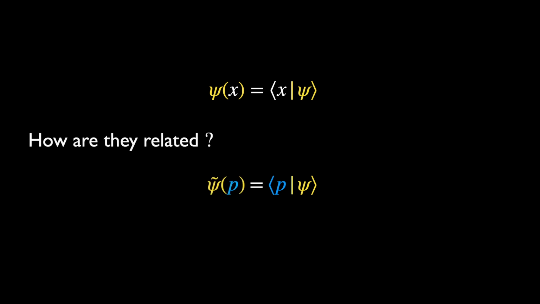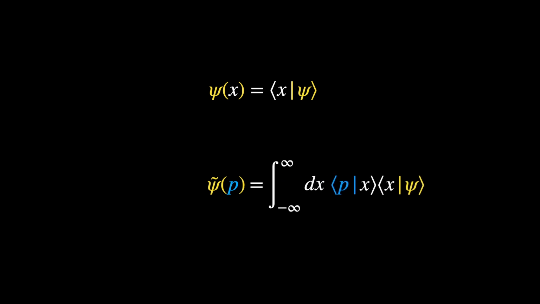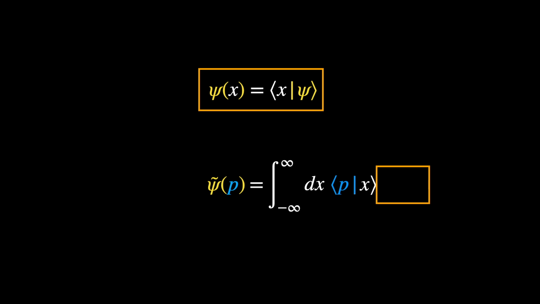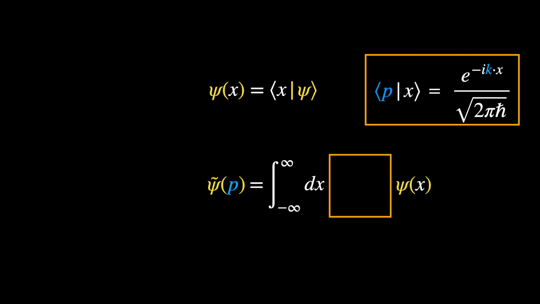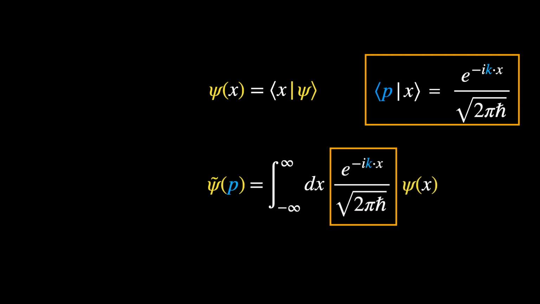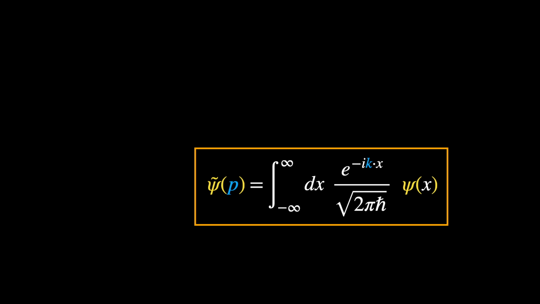How are the two functions related? We can easily find out by again using the trick of inserting the identity operator in the right places. Therefore, the momentum space wave function of psi is just a Fourier transformation of its position counterpart. As an example, let's use this formula to derive the famous Heisenberg Uncertainty relation.